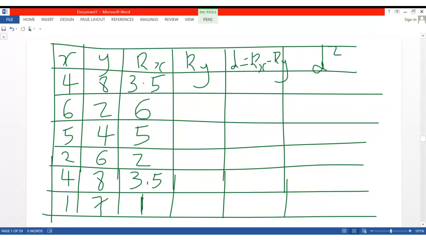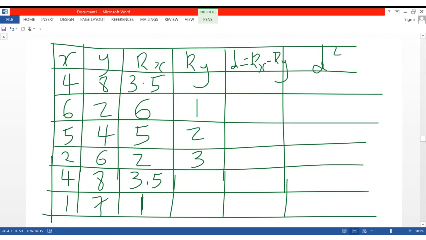Can you try to do it for the y? You can type your answer. I'll start with the least rank for y. The least value for y is 2. So 2 will take rank 1. The next value is 4, so it will take rank 2. The next value is 6. The next value is 7, which will take rank 4.